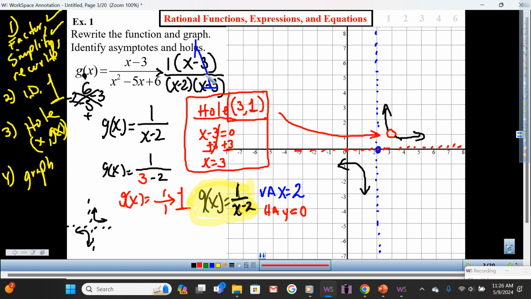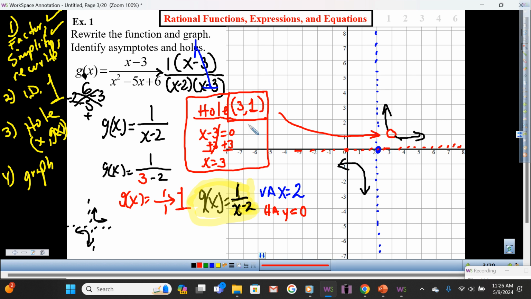Look up. Step 1, factor, simplify, and rewrite. Did we factor first? Yes. Did we simplify? Yes, our giant 1. We rewrote this right here. There it is. Did we identify the giant 1? Yes, it was x minus 3 and x minus 3. So we take that to write our hole. X minus 3 equal to 0. Solve. X equals 3. There it is. How do we get our g of x? We substitute that into the equation, and that's how we get our g of x. And that is how we identify our hole.